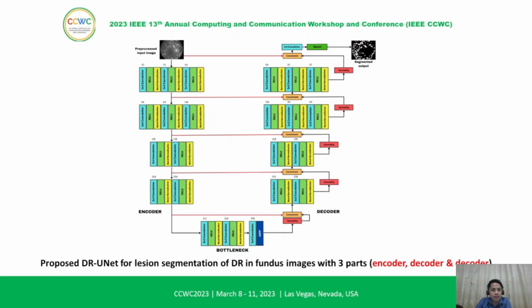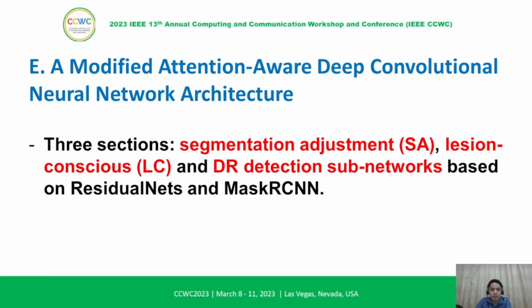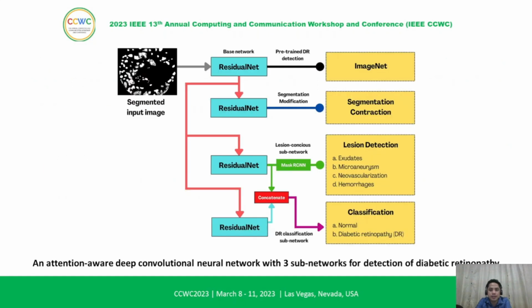I want to discuss this one, but the full explanation and implementation of this can be found in the paper. We also designed a modified attention-aware deep CNN, including three subsections for segmentation adjustment, for lesion consciousness, and the DR detection subnetworks based on residual nets, and we also use Mask R-CNN. This is the model that we propose for the architecture.